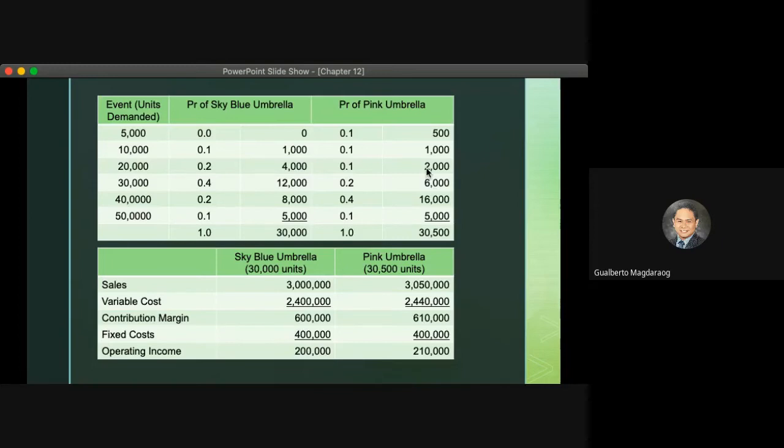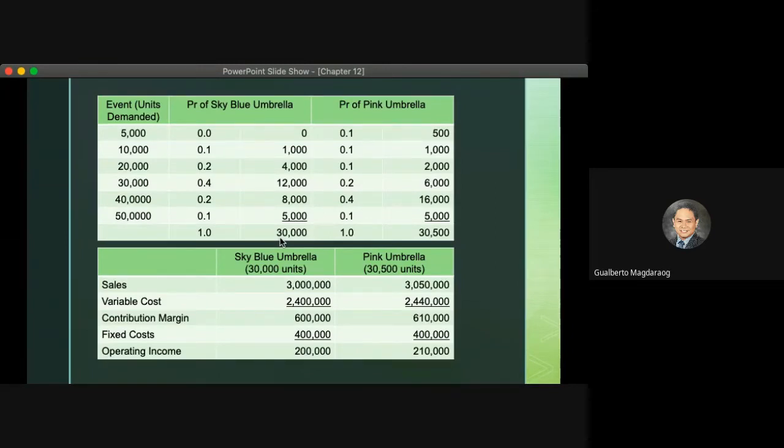But be careful, baka hindi magkaparehas ng CM. So therefore, hindi automatic yung higher numbers of units that you were able to compute ang sagot. Because baka magkaiba ng CM. But since based on our given, parehas lang ng CM, so parehas lang na magiging effect niyan sa net income, we will choose the higher value in terms of units, and that is pink.